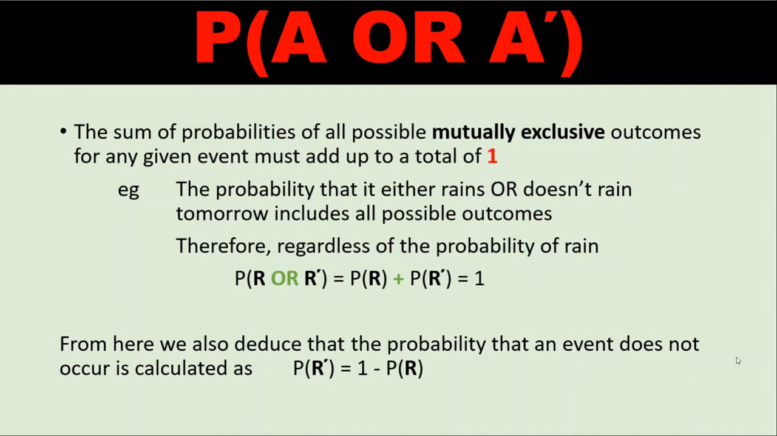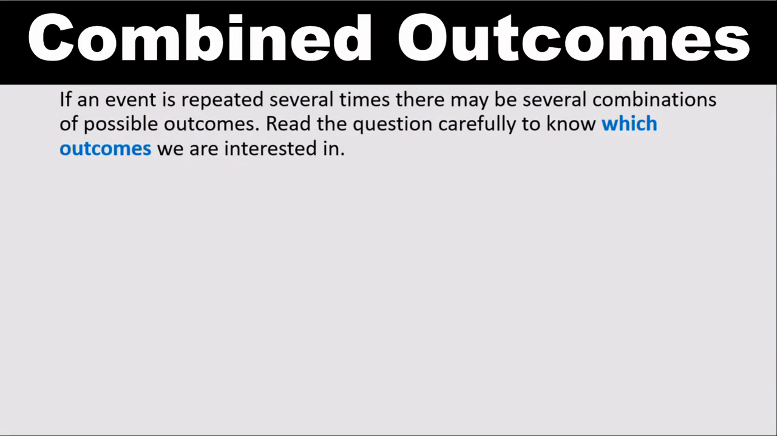Now, hopefully you understand all of the basics that we've just been through so that we can get into our lesson now. Let's have a look at combined outcomes, where we repeat an event several times and have a look at the combinations of possible outcomes. Read the question very carefully to know which outcomes we're interested in.